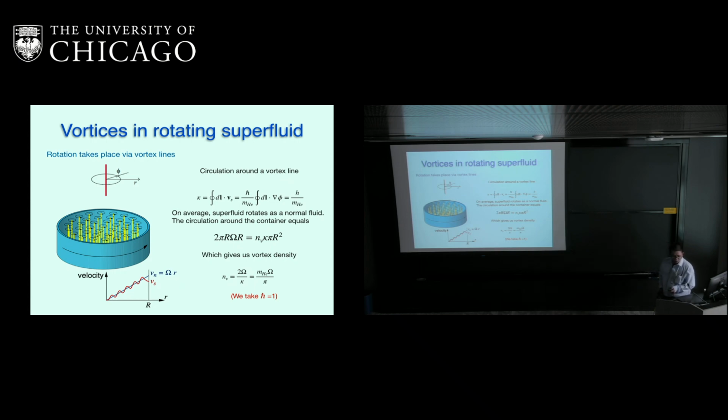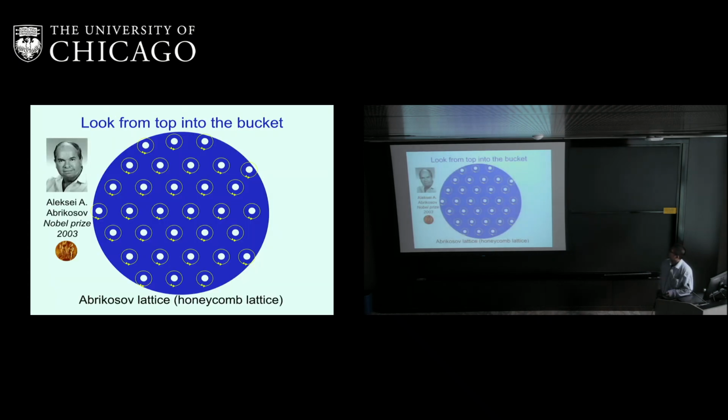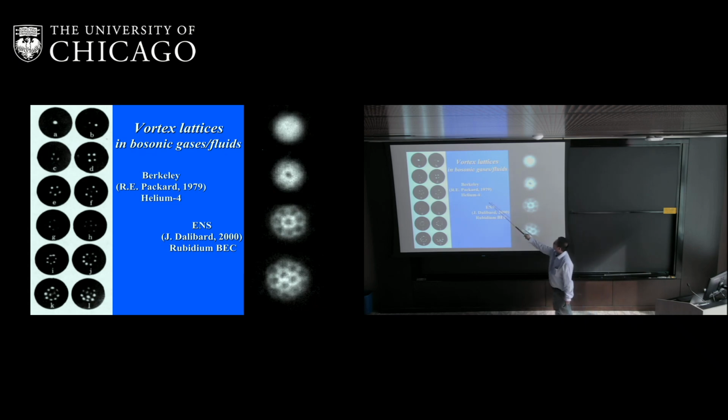And this is also how you distinguish the superfluid from a normal fluid. When you rotate a bucket of normal fluid, you see that it rotates uniformly. But when you rotate a bucket of superfluid, you will see the vortices. And this idea gave Abrikosov a Nobel Prize. So this is an Abrikosov lattice, when you rotate the fluid. This vortex lattice was also observed in experiments: one in Berkeley, USA, in 1979, and another from ENS France in 2000, with different materials. Here is the vortex in helium 4, and here is in rubidium.